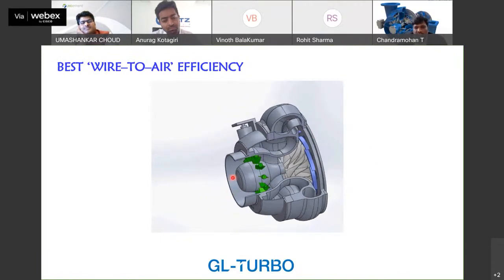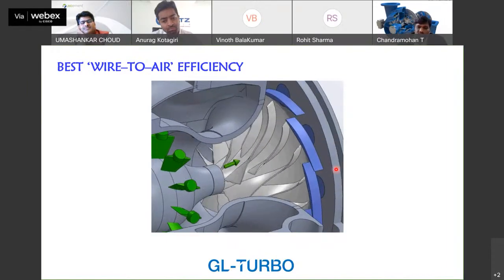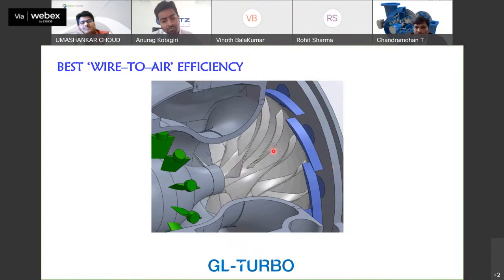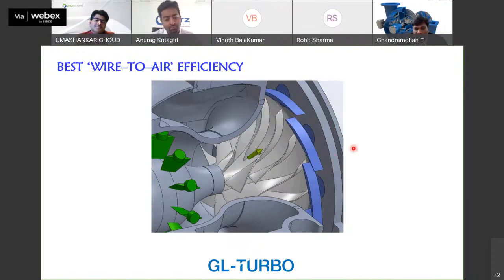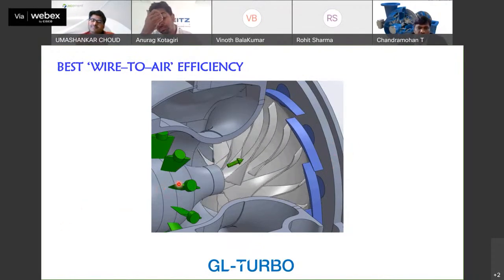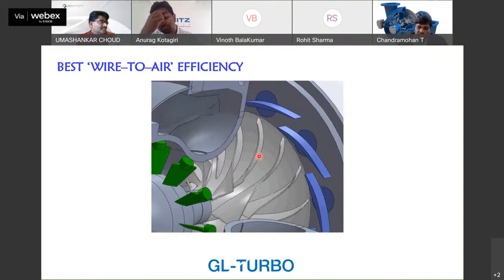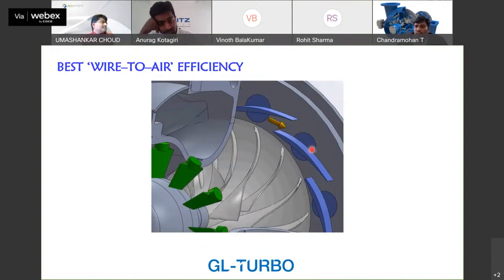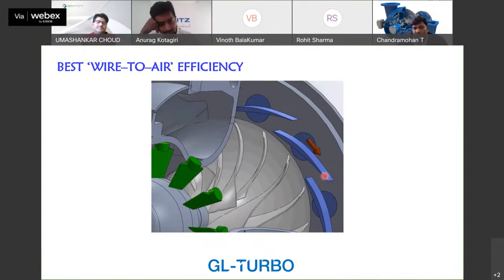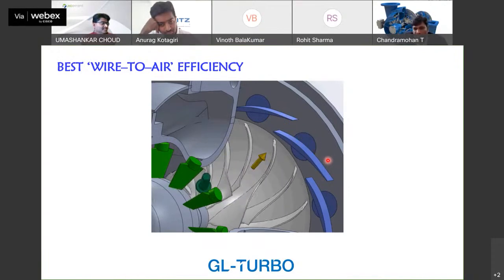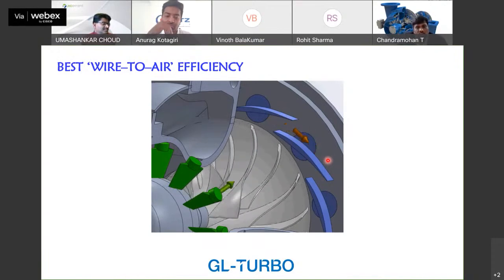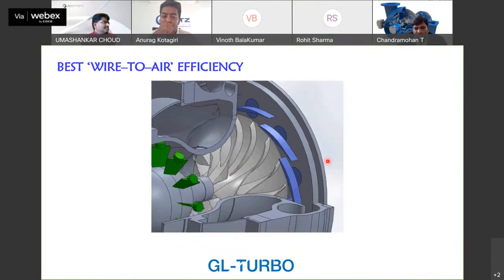What you're seeing, the green color is the IGV, and what you see in the blue color is the VVD. In between there is an impeller, and this is how the air passes through the IGV, gets excused, and goes through this particular VVD. And maybe in my next video, you may get a good idea of how this works.